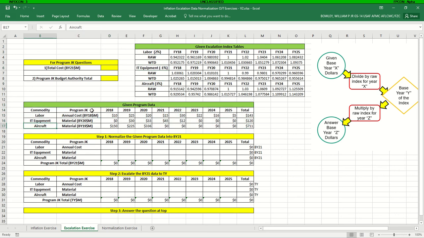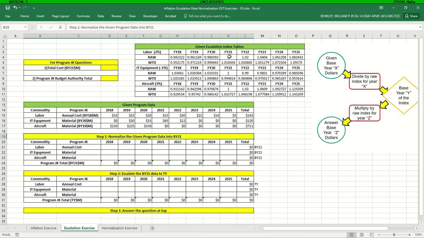So we've got program JK, and we've got the total annual cost of labor. We've got some material IT equipment, and we've got some aircraft material. So we've got cost laid in for these commodities, and you need to, like the previous exercise, normalize this data, which is given in various types of base year, into the base year of the index table.